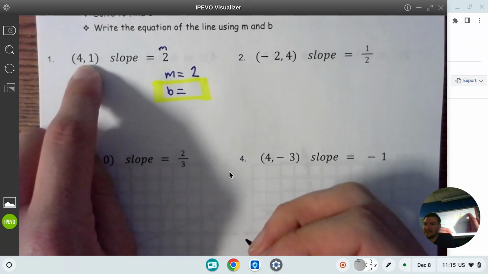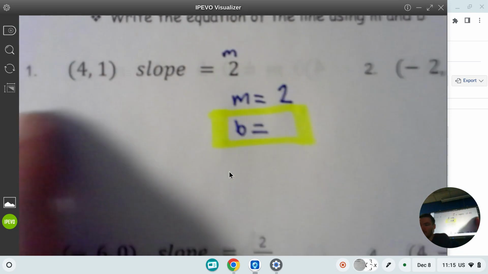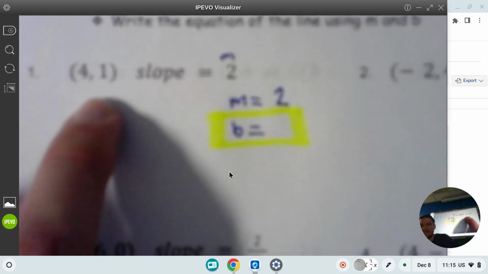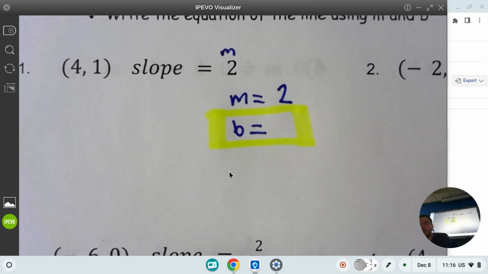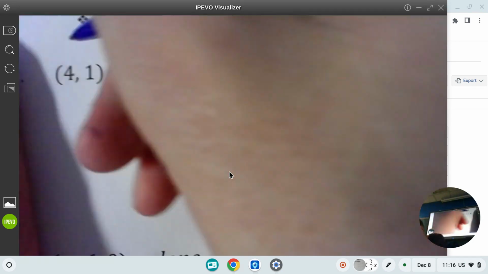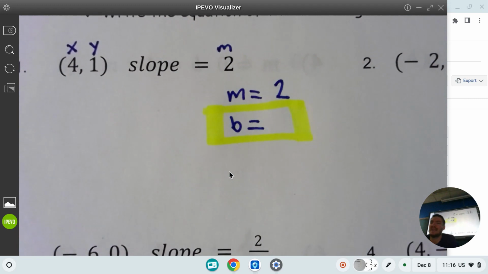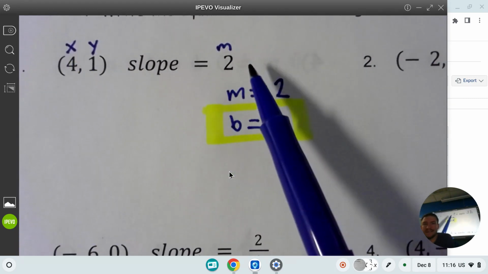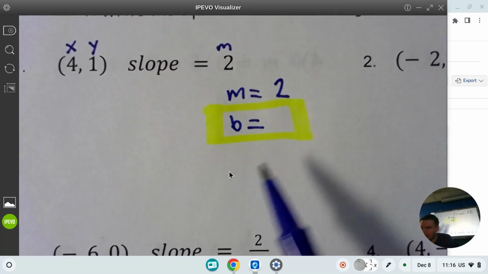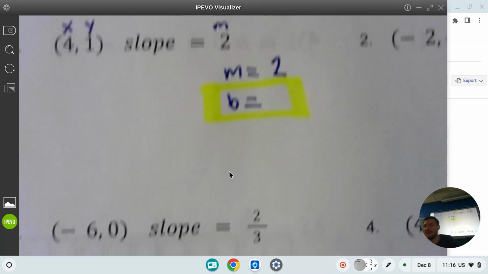What is this? This is a coordinate for 1. And what use are these numbers? What do these numbers stand for? What do these numbers represent? Anybody? I like that. Nice job. I heard people say an X and a Y. That is correct. This is an X, this is a Y, and this is an M. We need the B, which is none of these letters, but we do have a good bit of information.